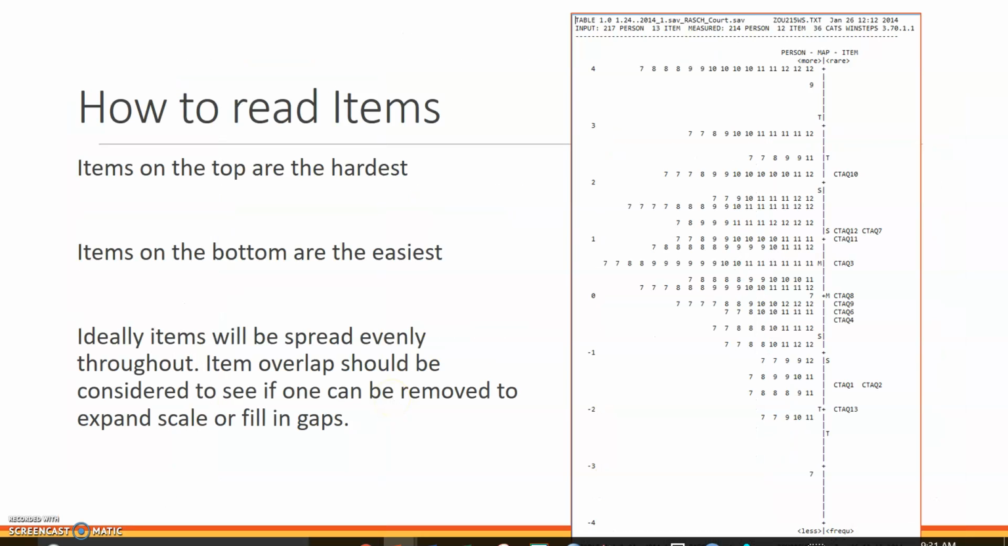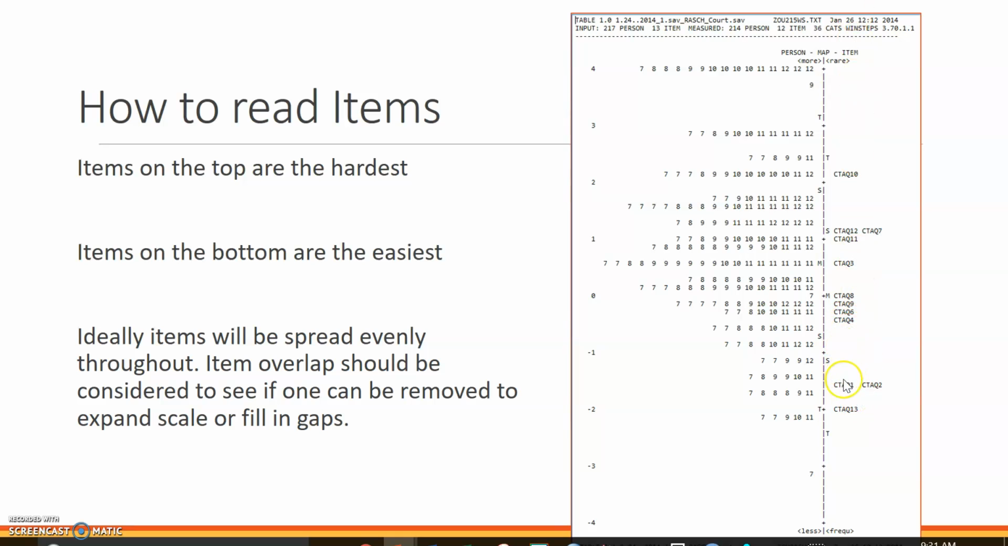So items we read the same way. Items that are at the top, these are our hardest items. So this is the hardest item for people to endorse. And down here, this is the easiest item for people to endorse or people to get correct or people to agree to. So ideally, again, our ruler is spread really nicely.